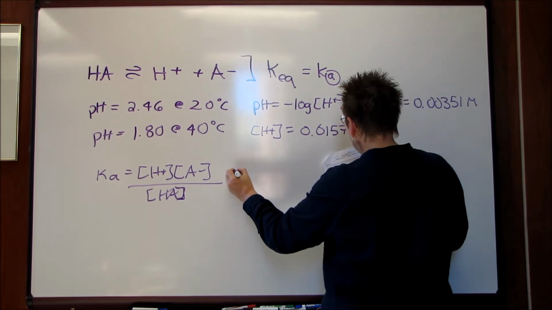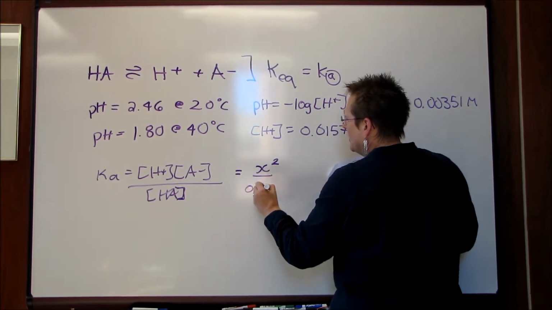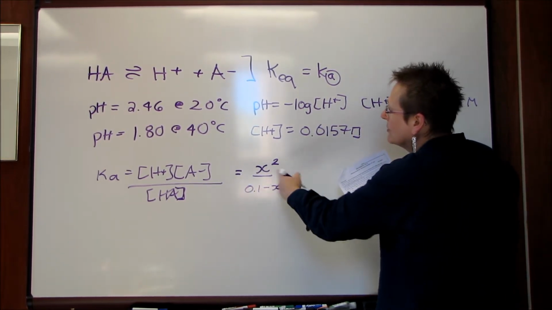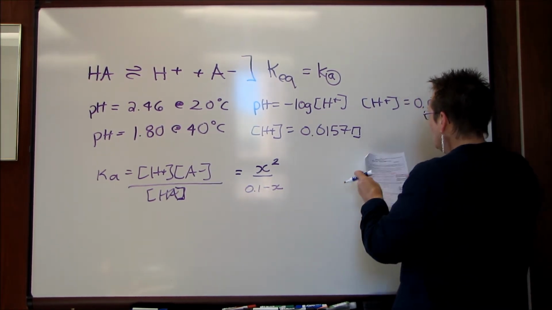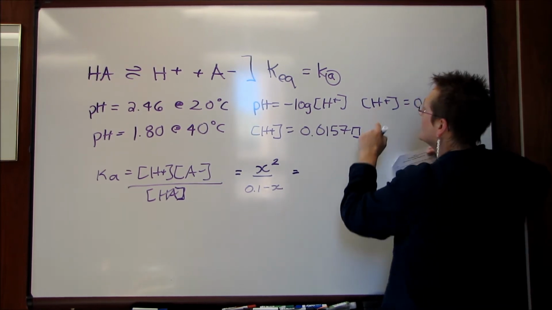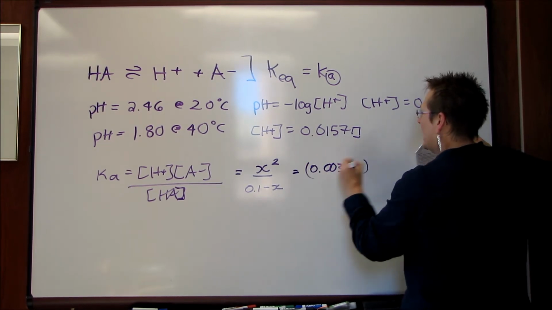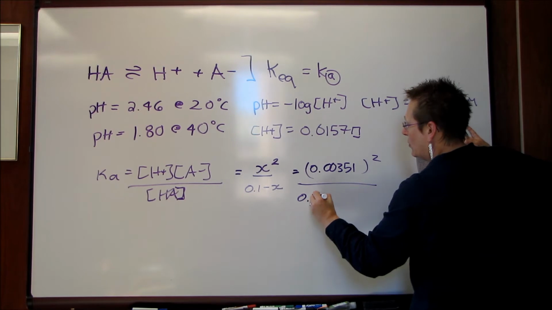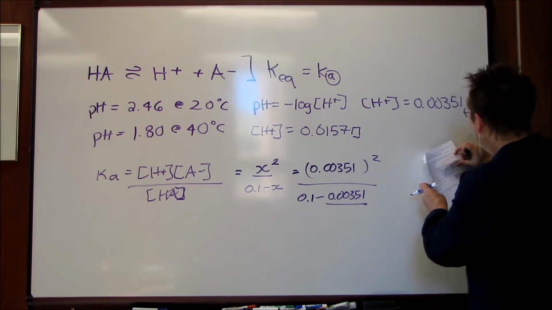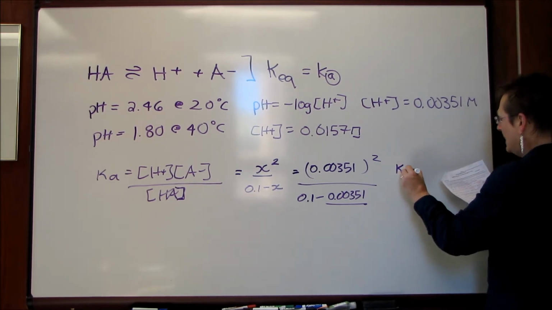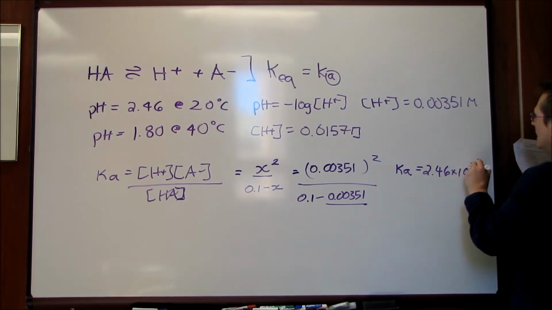So we can substitute in here, this is equal to x squared over 0.1 minus x, if you like. I didn't even factor in the x when I did my calculations, but it's more correct to do so. So if you put these numbers in here, for the first example, we have 0.00351 squared over 0.1 minus 0.00351. Like I said, I didn't bother to factor this in. It's small. That gives me a Ka equal to 2.46 times 10 to the minus 3 at this temperature.